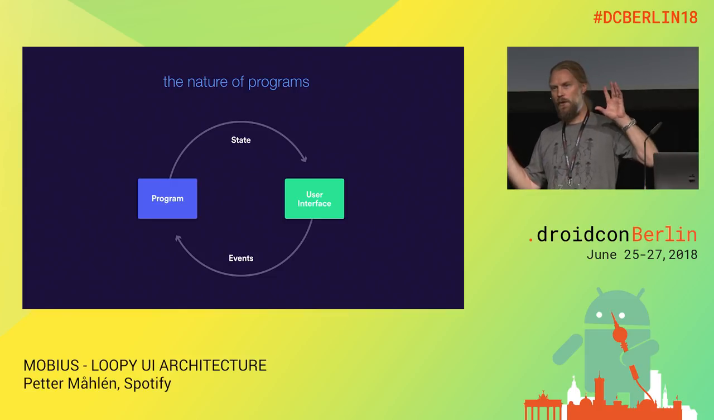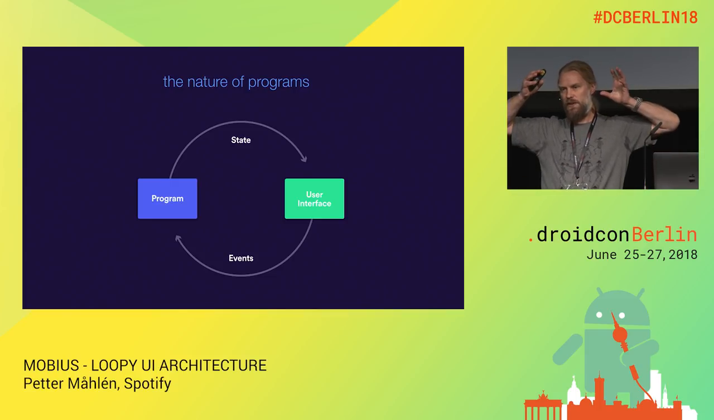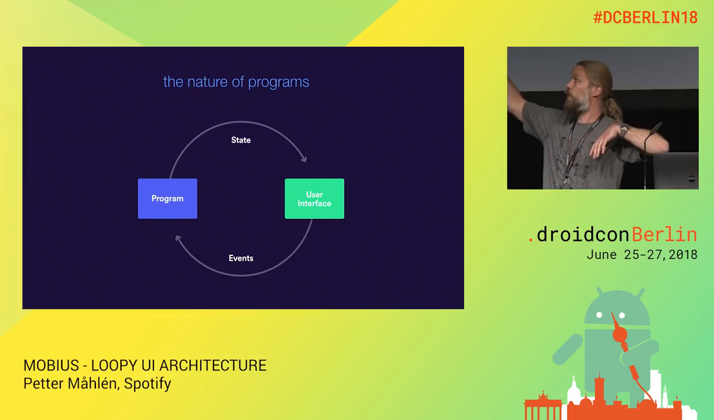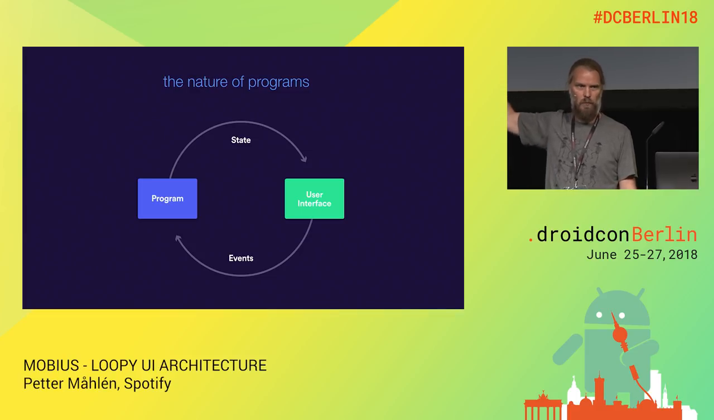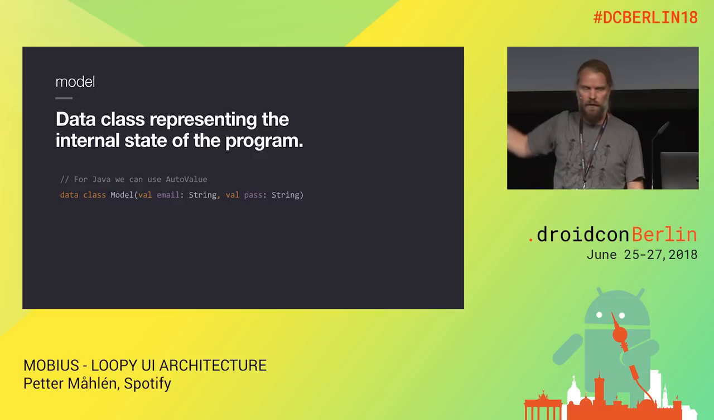You can see it like this. In a UI context, you have the program, which is a state machine, and then you have a user interface that observes the state, and the user interface is a source of the events that trigger new state changes and so on. This is the same in principle as in MVI and other paradigms.